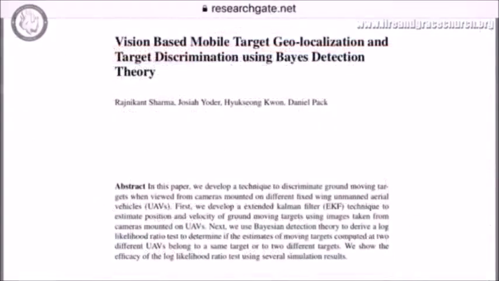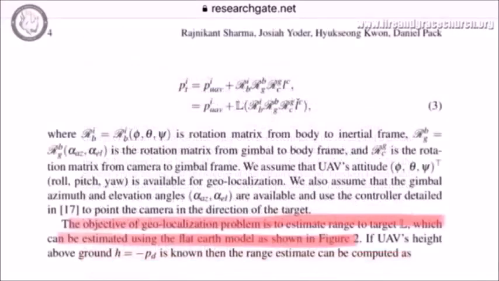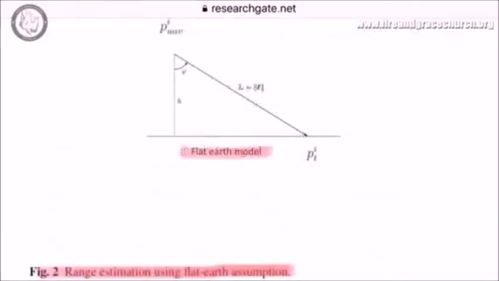Here's another one. Vision-based mobile target geolocalization and target discrimination using Bayes detection theory. Oh, it's a mouthful, right? Here we go. Check it out here. It says the objective of the geolocalization problem is to estimate range to target, which can be estimated using the flat Earth model shown in Figure 2, which would be this little thing right here. No curve. Do you notice? The flat Earth model. And your little aerial craft locating a target.